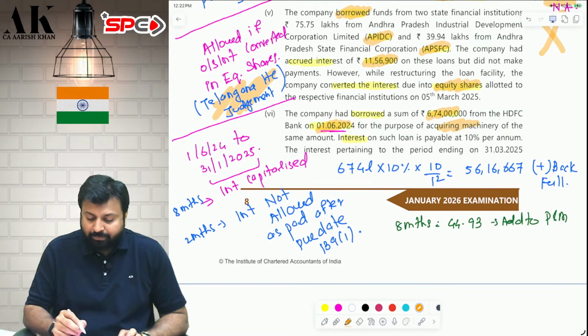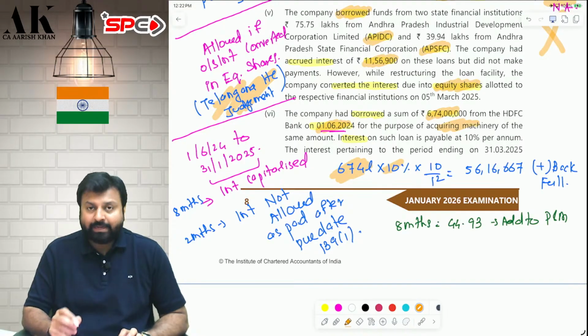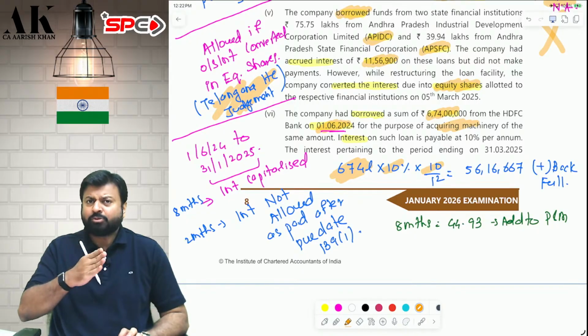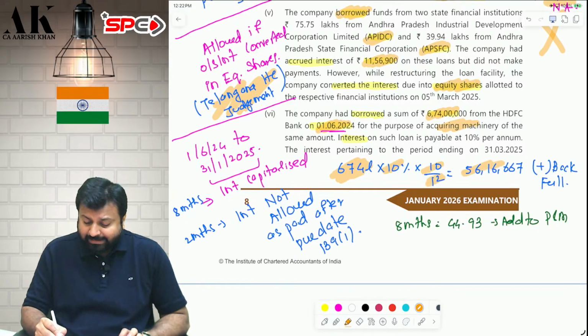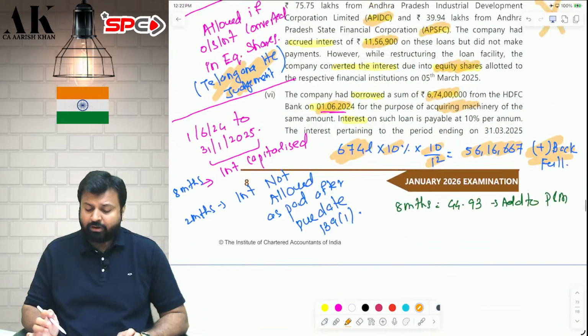So, first of all, compute the interest on the machinery. 674 is the total loan, multiplied by 10% rate of interest, multiplied by 10 months from June to March, divided by 12. This is the total interest. Now, first of all, add back this full interest. Why? Because this interest is not allowed as a reduction. First of all, add back this full interest.